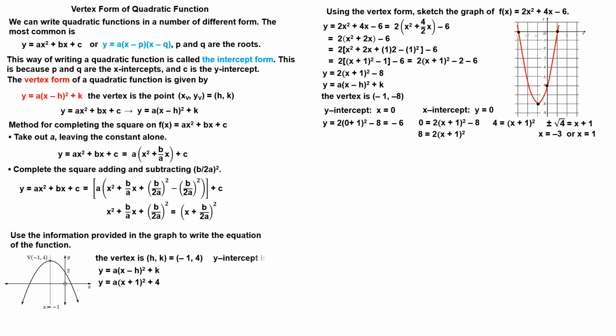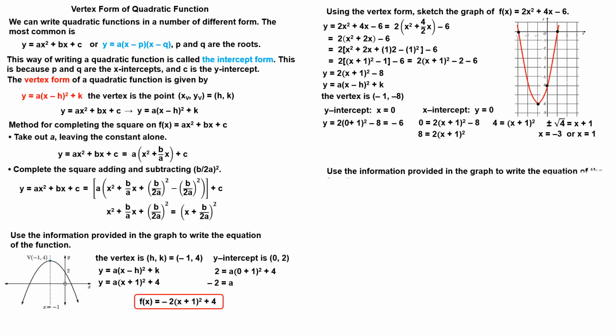The y-intercept is the point (0, 2). Replace x with 0 and y with 2 and perform the calculations to get the value of a. Take the vertex form and replace a with -2. If we wanted the quadratic function in the standard form, we would expand the brackets and simplify. Use the information provided in the graph to write the equation of the function in standard form.